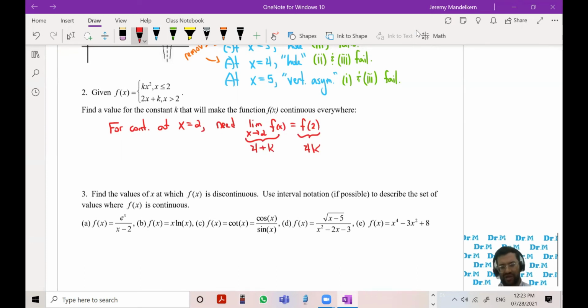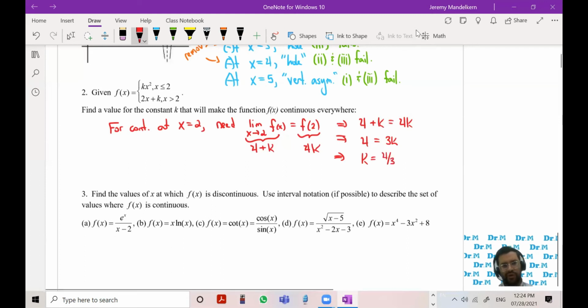I think here it's pretty clear that there is a value for k that will make this statement true. We solve this little linear equation. 4 plus k is equal to 4k. And we find that 4 is equal to 3k, which in turn implies that k all by itself is 4/3.